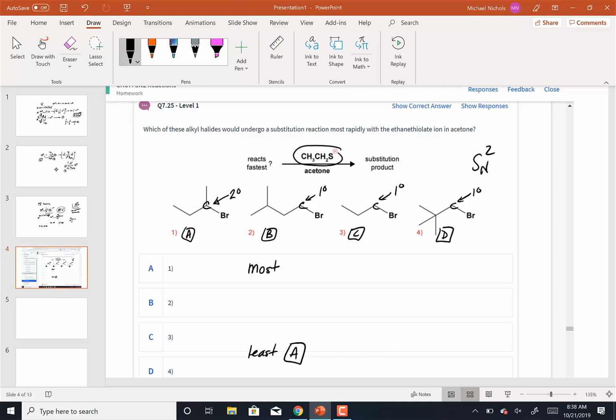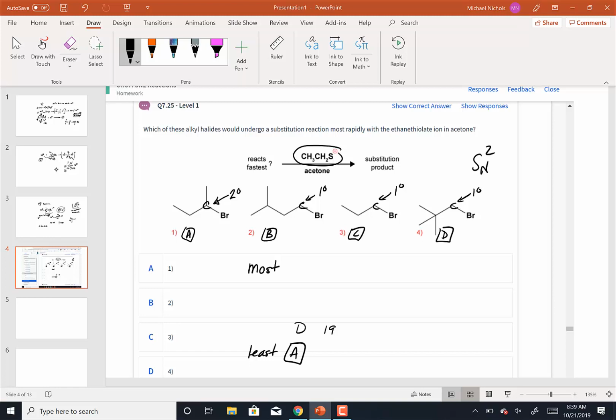We've got 19 Ds. So we've got D with 19, and then 4 A's. I'm confused by 4 A's, but okay. So we've got 19 D's as our major answer.